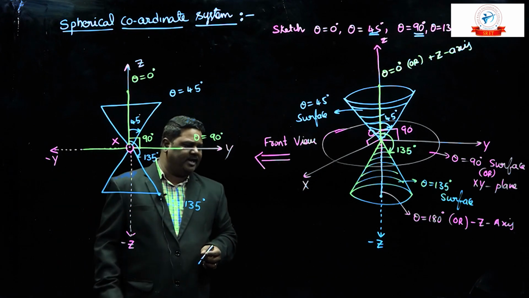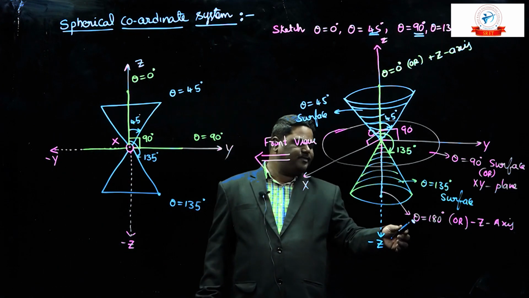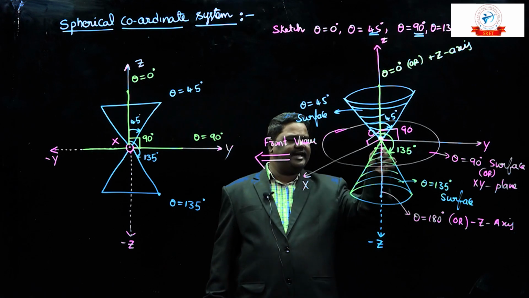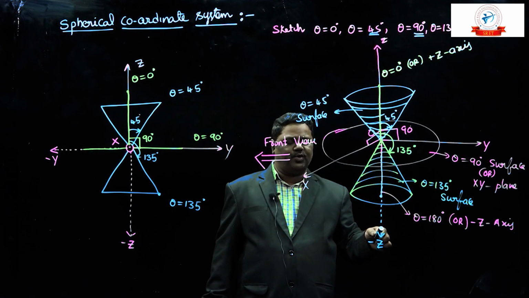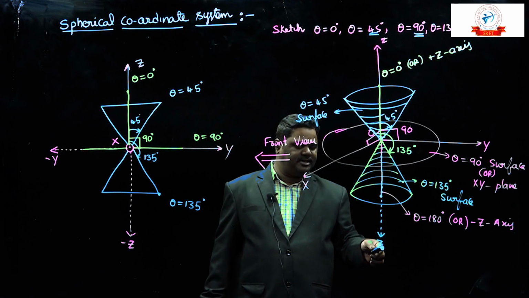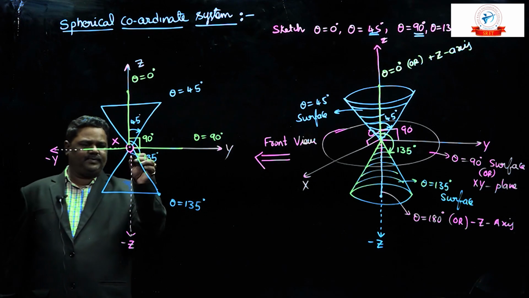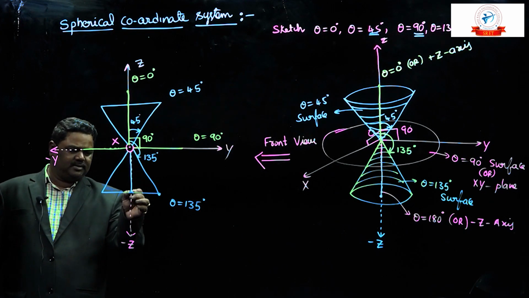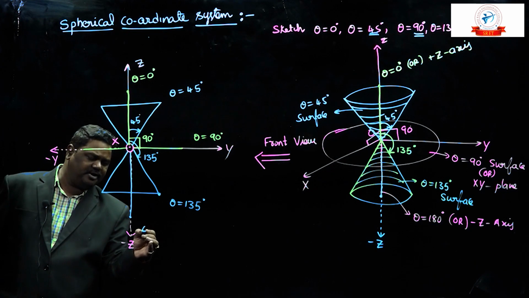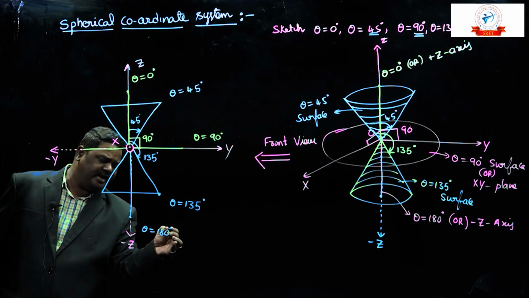Similarly, the last one is theta equal to 180. Theta 180 is a line coinciding with the negative z-axis, or simply it is the negative z-axis. So it looks as it is, which is theta equal to 180 degrees.